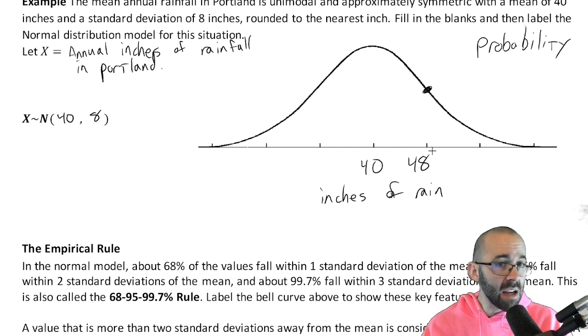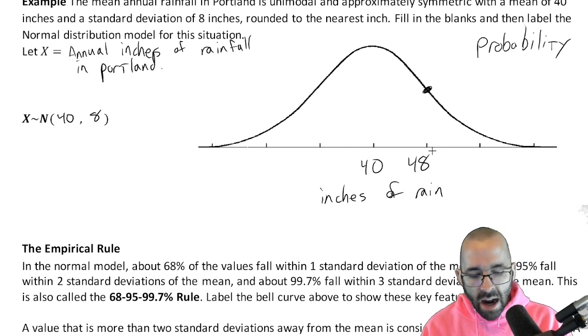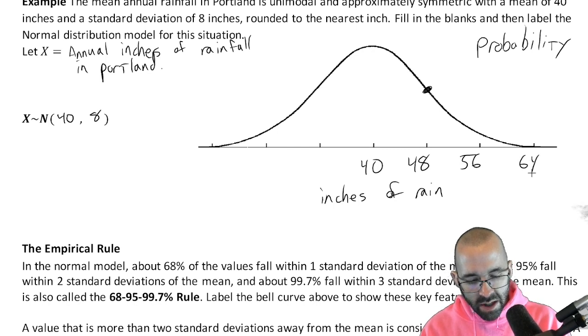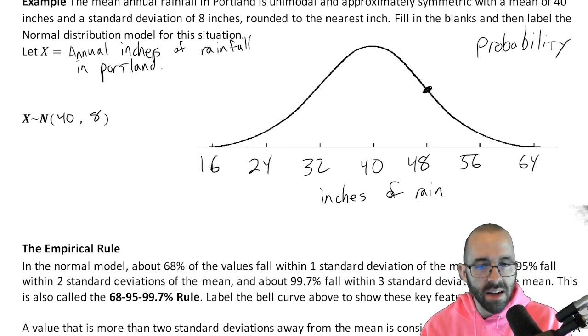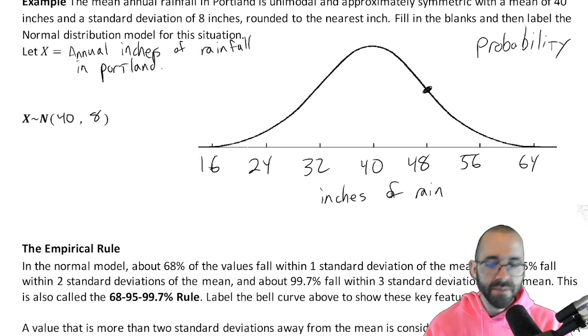So 8 above the mean is 48. And then we can keep on adding 8 to get a really good picture of what this looks like. And again, it's symmetric, so we do the exact same thing in the other direction as well.